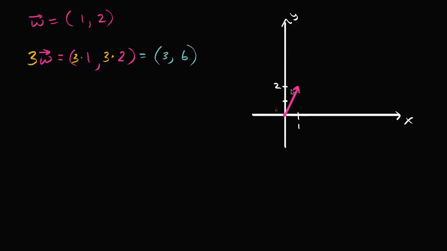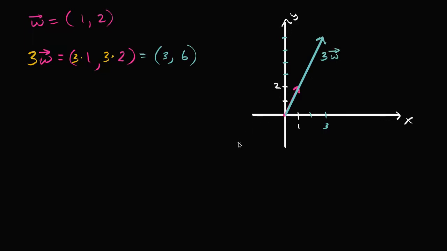So if I were to draw it in standard form here, x component 1, 2, 3, and then y component 2, 3, 4, 5, and 6. And so it's going to look like this. Let me see if I can draw it reasonably. It's going to look like this. And obviously I'm hand drawing it, so it's not going to be exactly right, but it's going to look like that. So this is the vector 3 times w.